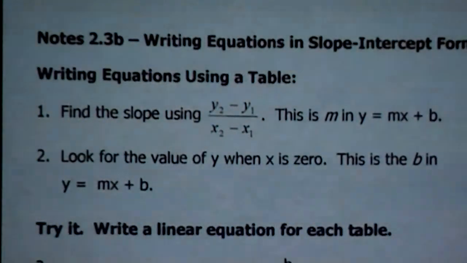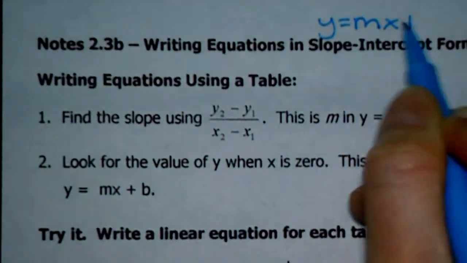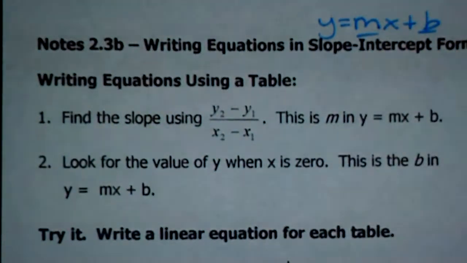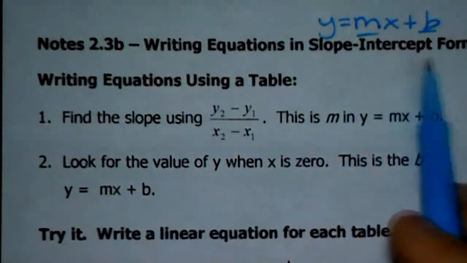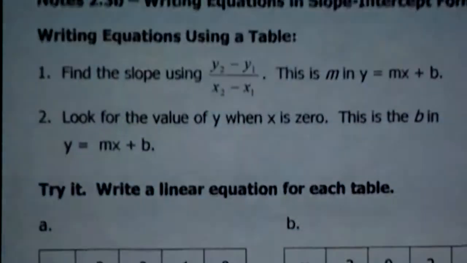I'm calling it 2.3b because I want to review a little something that you touched upon last year, and I just want to make sure we've got it down pat before we move on. So we're going to write equations in slope-intercept form, and remember, slope-intercept form is the one that gives you the slope and the intercept. I know, how are we ever going to remember that? It's crazy. Anyhow, we're going to write an entire equation just by looking at a table and a set of solution points. It's not too bad. Actually, the steps for each one are the same.